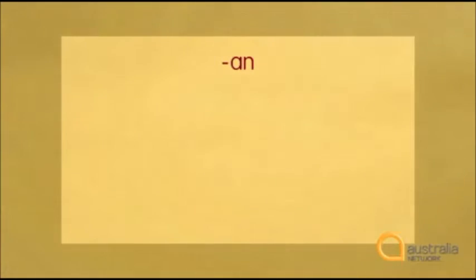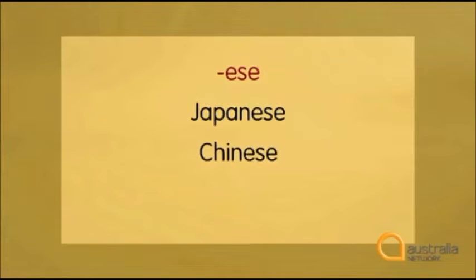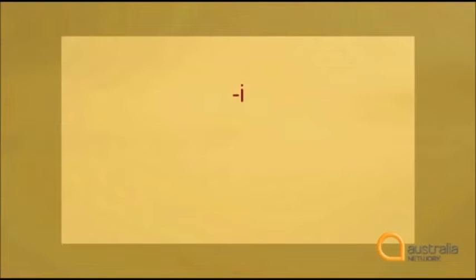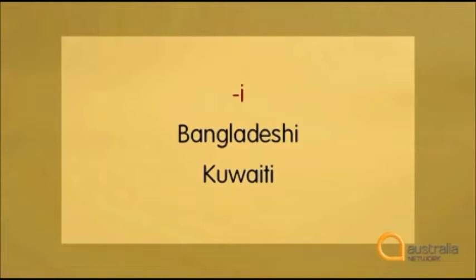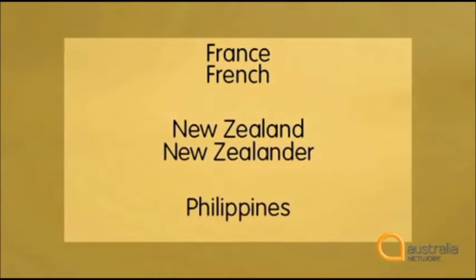We have the AN group: Australia, Australian, Korea, Korean, Malaysia, Malaysian, Fiji, Fijian. We have the ESE group: Japan, Japanese, China, Chinese, Vietnam, Vietnamese. Then there's the I group, pronounced "eye": Bangladesh, Bangladeshi, Kuwait, Kuwaiti. And some nationalities are formed in an irregular way: France, French. New Zealand, New Zealander. Philippines, Filipino. And watch the change in spelling with that one.